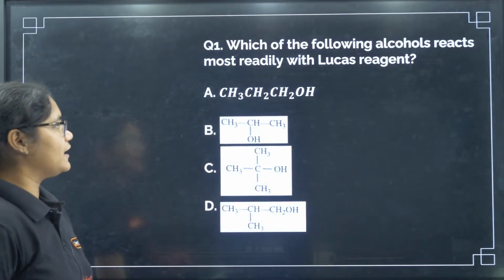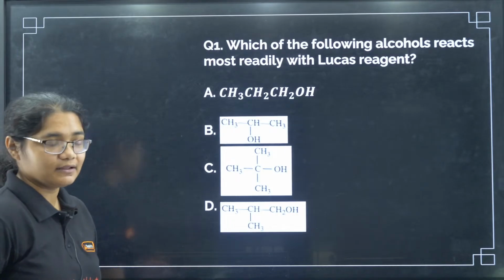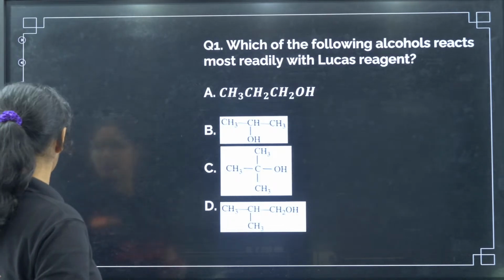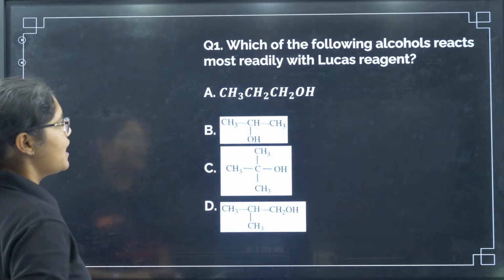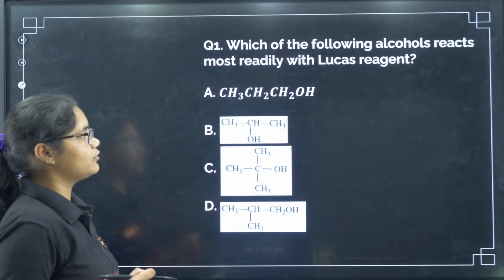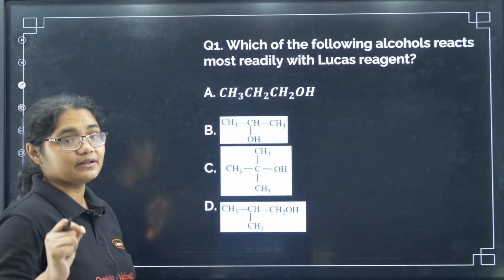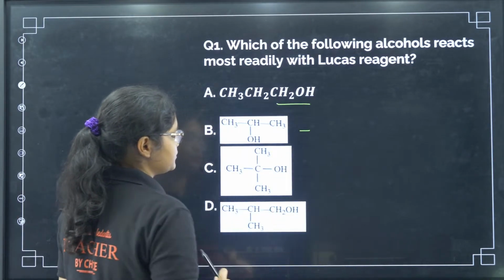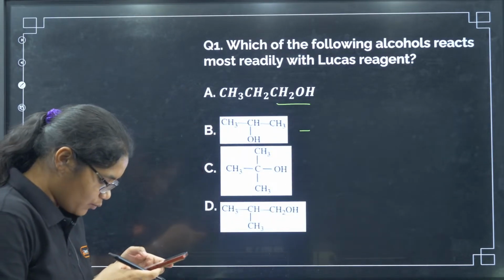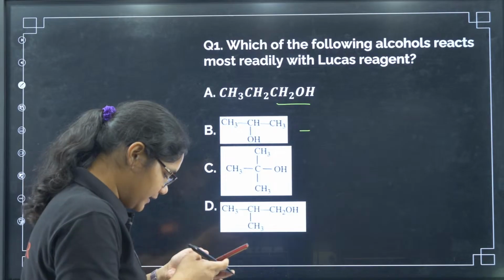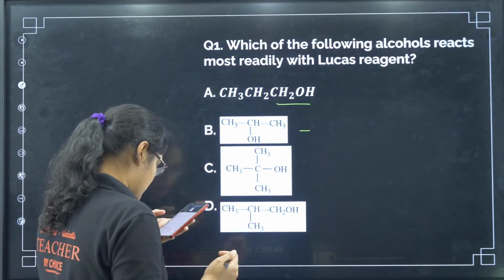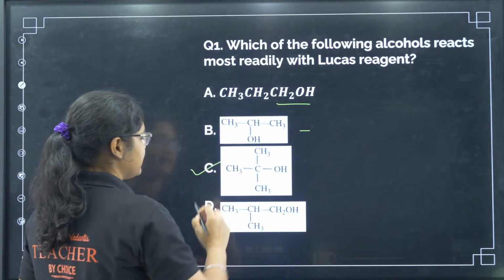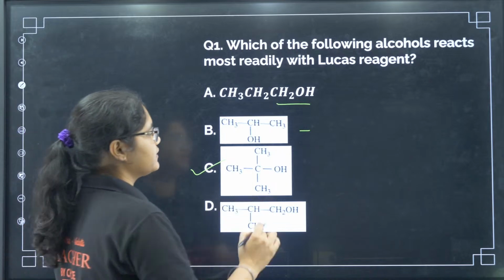Which of the following alcohols reacts most readily with Lucas reagent? A very easy question. All the options are available in front of you. Option C, all of you have started. Yes, definitely it is option number C. I'll tell you the theory behind it.